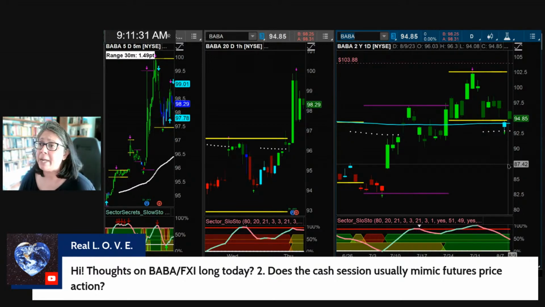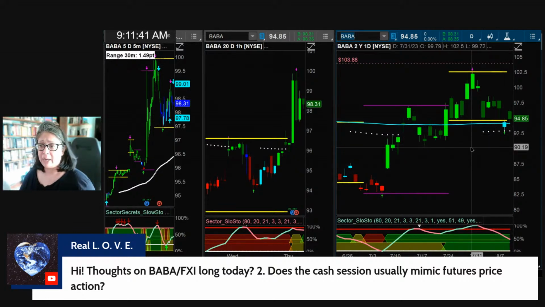BABA has a minor low reel that triggered as prices rallied up to 94.5. You can see the signal right there. The signal is not the trigger, it's the setup. It's a signal for a setup.